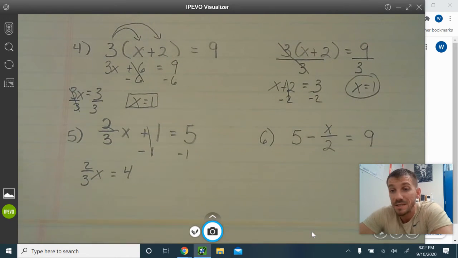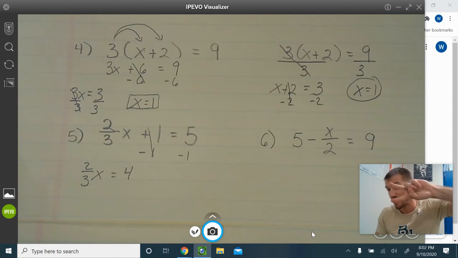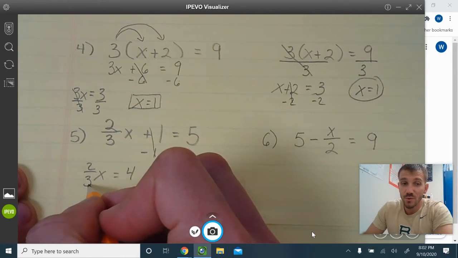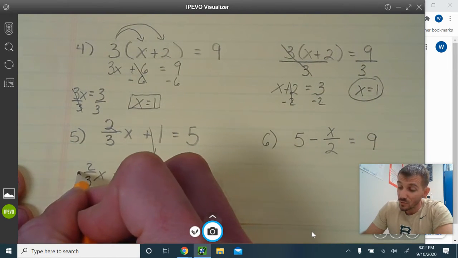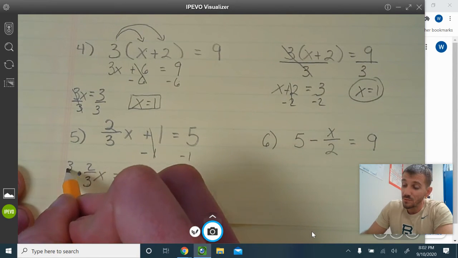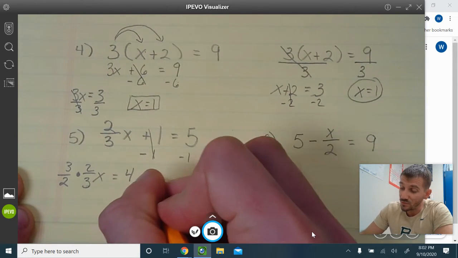Okay, easy way to get rid of fractions: you always multiply by the reciprocal. Reciprocal means you take the fraction and you flip it. So to get rid of 2/3 times x, we're going to multiply it by its reciprocal, which would be 3/2. But again, if we do it to one side of the equal sign, you must do it to the other.